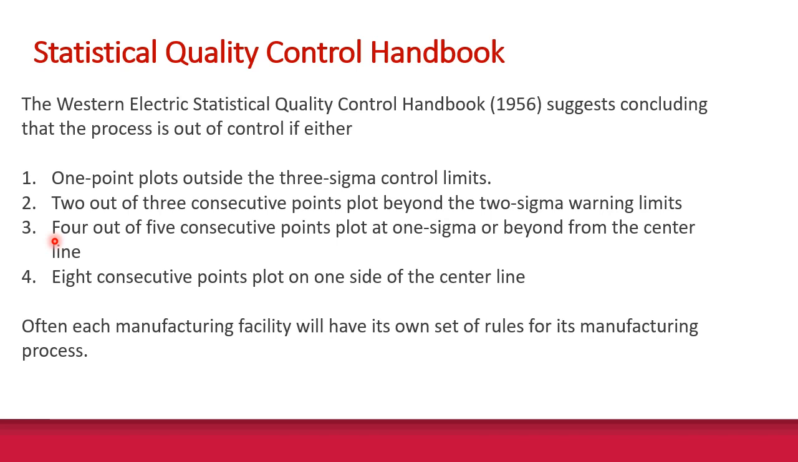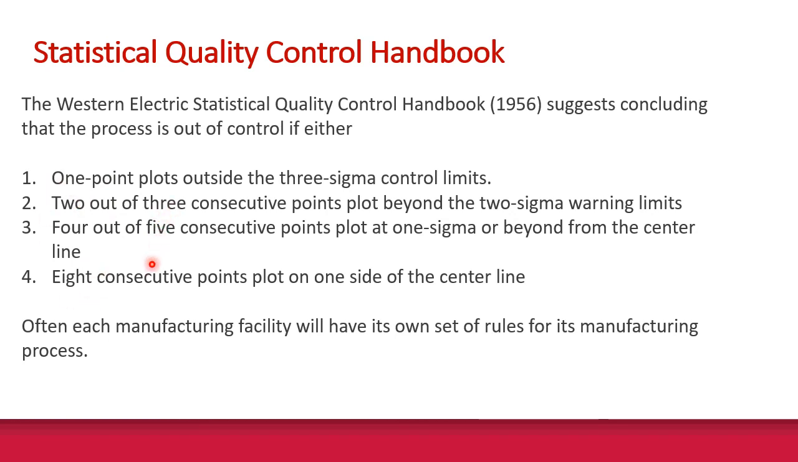Another point that the Western Electric book had was that 4 out of 5 consecutive points plot at 1 sigma or beyond from the center line. That's another indication. If 8 consecutive points plot on one side of the center line, this is the run stuff that we talked about. But in general, if you're the supervisor, depending on your manufacturing process, you'll hone this down and figure out exactly what works for you.